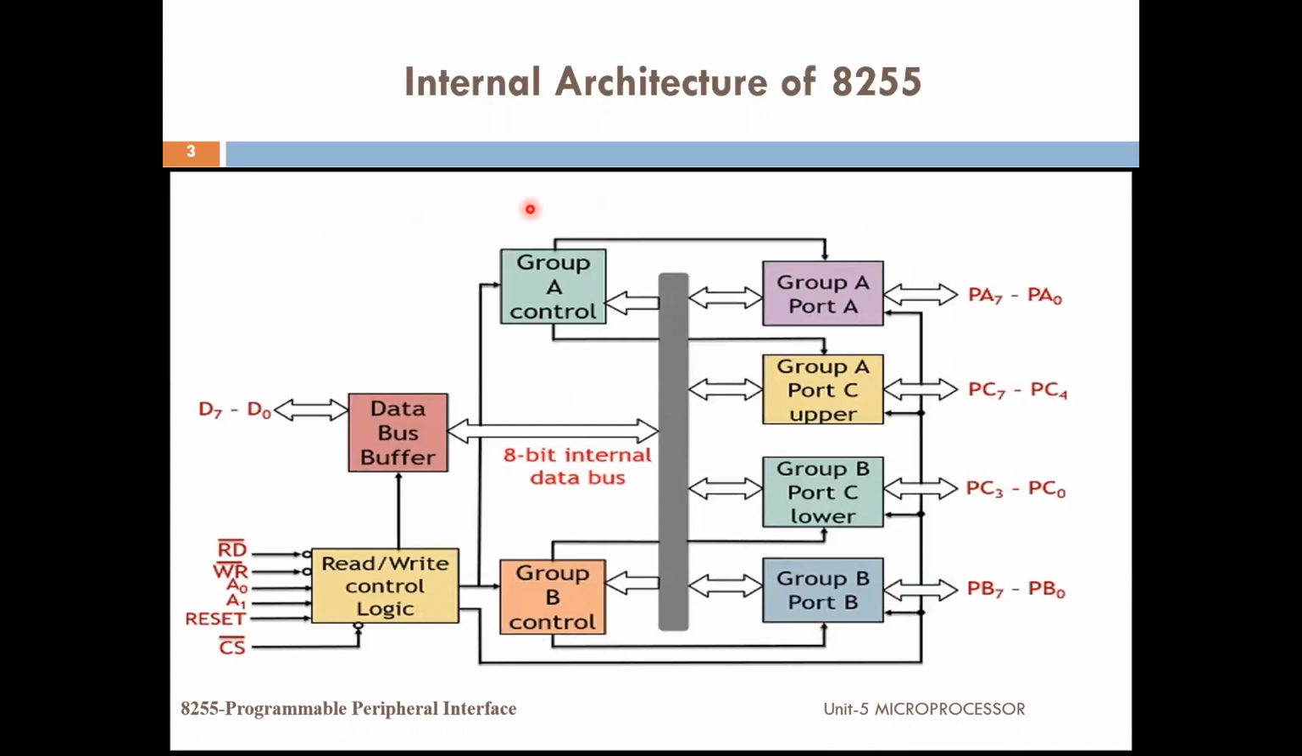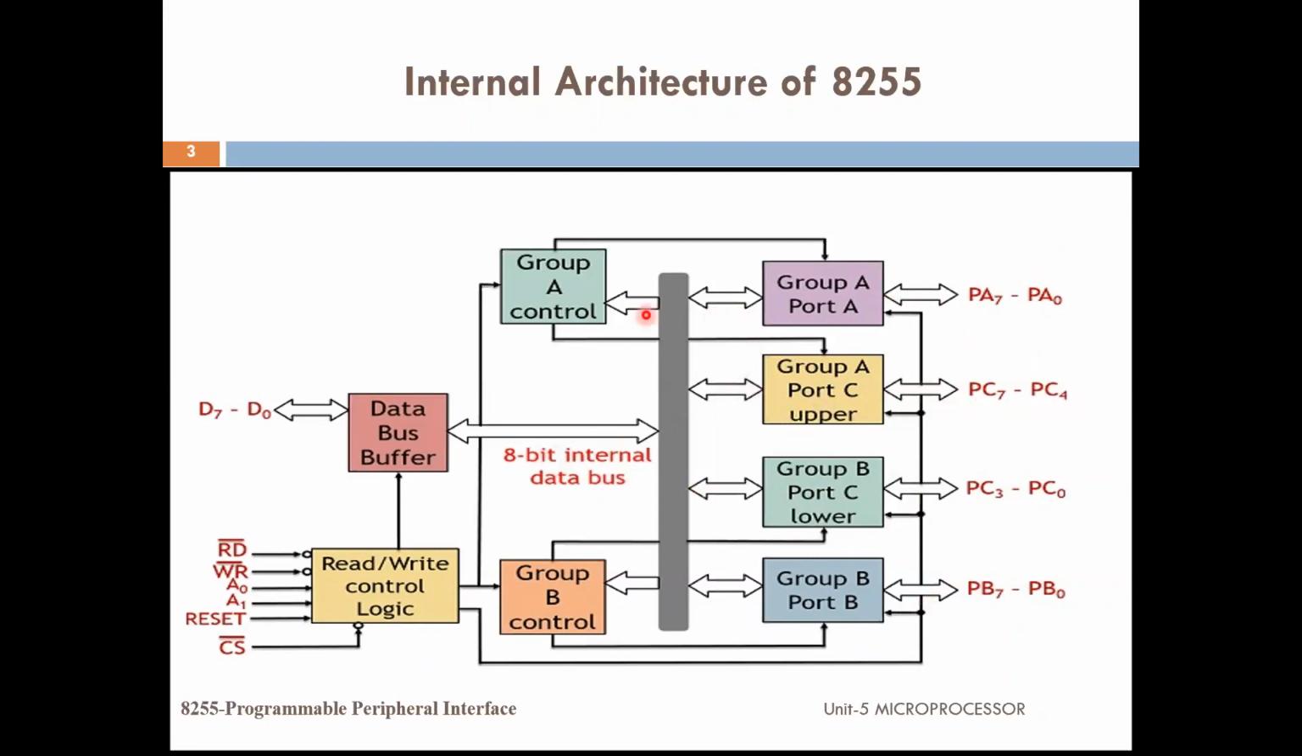As I told you in the previous lecture, the 8255 has two group controls, group A and group B, and we have three ports, port A, port B and port C, which is divided into two parts, port C upper and port C lower. Each port is 8 bit and has 8 lines. PA0 to PA7 represent the port A lines. Port B lines are PB0 to PB7, and similarly we have the lines for port C.